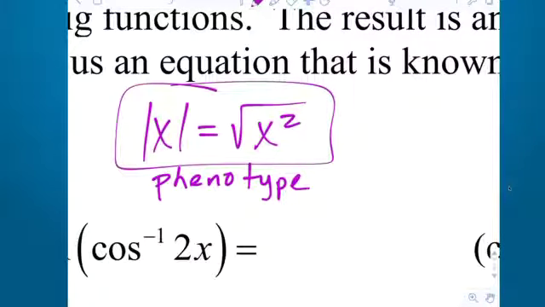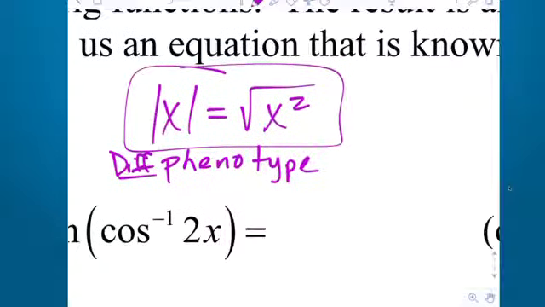You know what a phenotype is? They have a different physical appearance, but they have the same genotype. They have the same genetic makeup, meaning that they are mathematical synonyms. You can replace one for the other without any loss of generality. You pick any x value in the world. If it works on both sides, you're going to get the same answer.